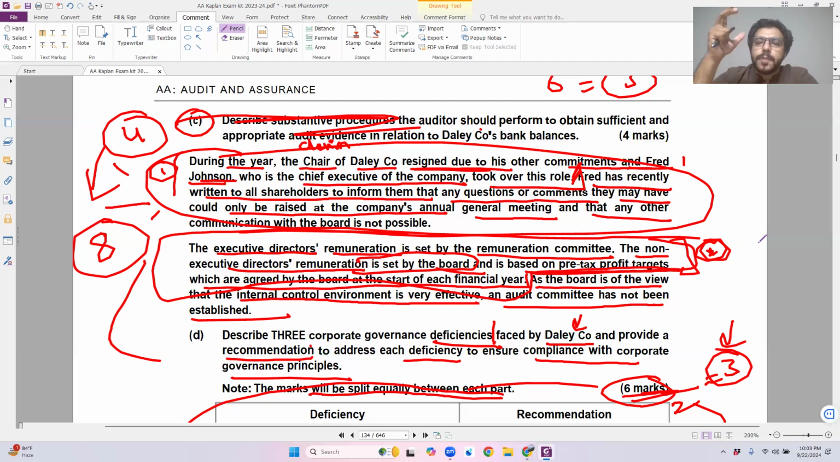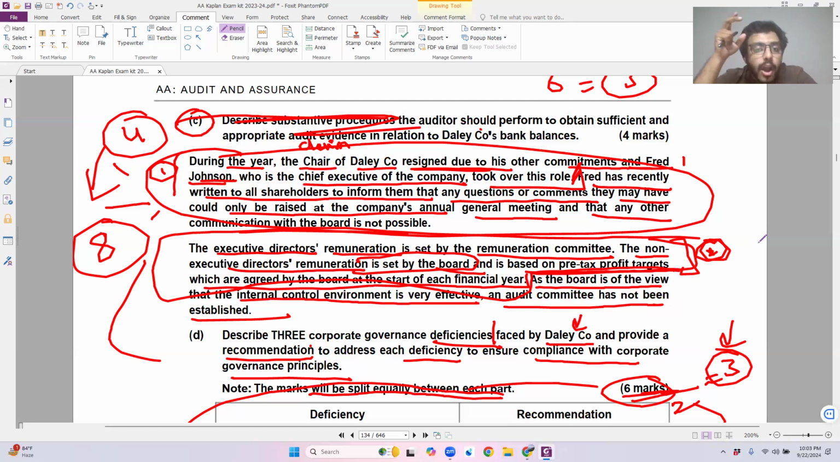Now, what does the code of corporate governance say? That is going to be my recommendation. The code of corporate governance says that any company that is a listed company, where the shareholders are not present to run that company, must follow the CCG principles. And one of the principles says that an audit committee must be present within the company to oversee the internal control process of the company, to make sure that the internal controls are effective.